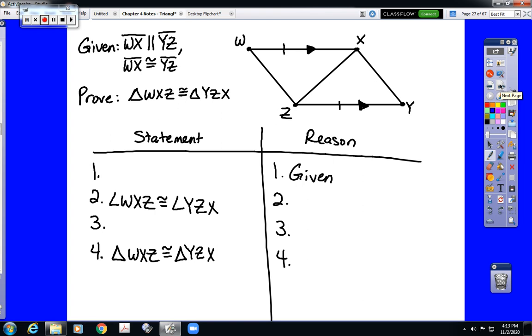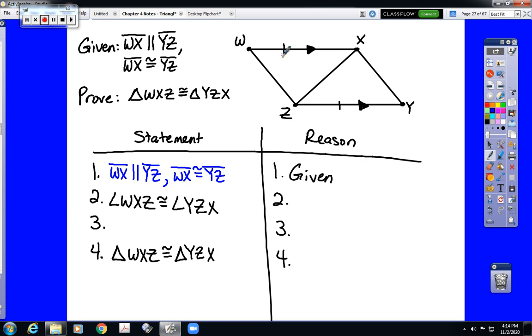So again, every proof that we do starts off the same way. We're going to restate our givens, which are that WX is parallel to YZ, which is already marked in the picture with these black triangles indicating parallel, and that WX is congruent to YZ, which is also already marked in the form of these dash marks.